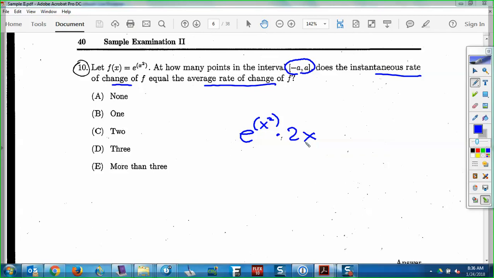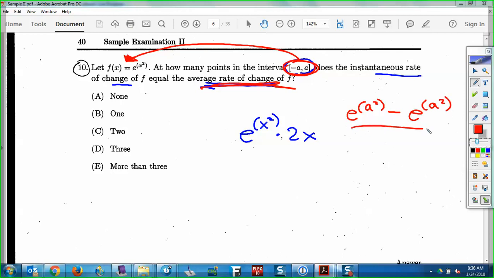Okay? What's the average rate of change? What should that make us think of? Slope between 2 points. Average rate of change should make us think slope between 2 points. What 2 points? These 2 points right here. So what we need to do is do the slope between those 2 points. The way you do slope between 2 points is you plug in usually the second one. So plug in an a. That'd be e to the a squared, that'd be the y value, minus, now let's plug in negative a. Well, when you square that, that's just going to be a squared again, over a minus negative a, which would be 2a.